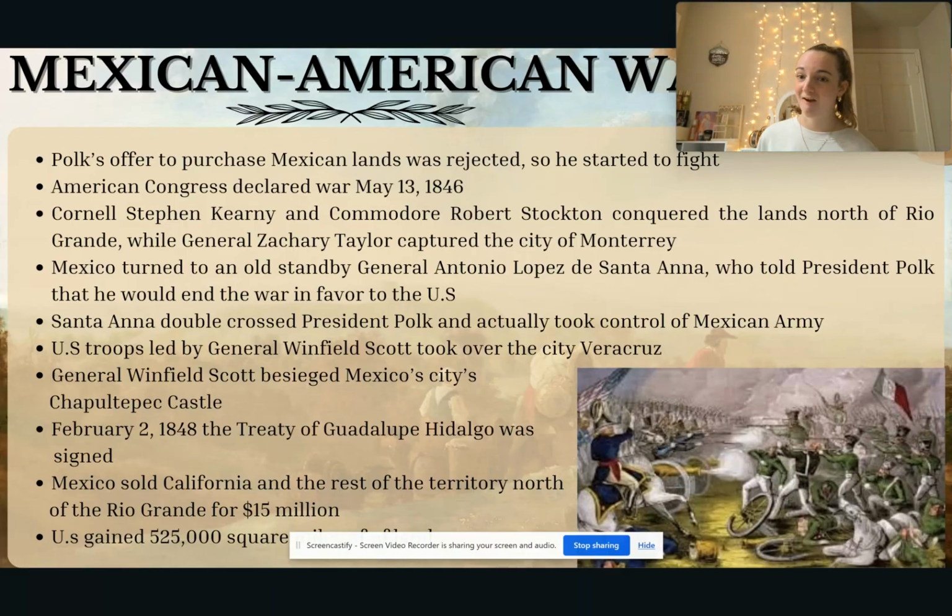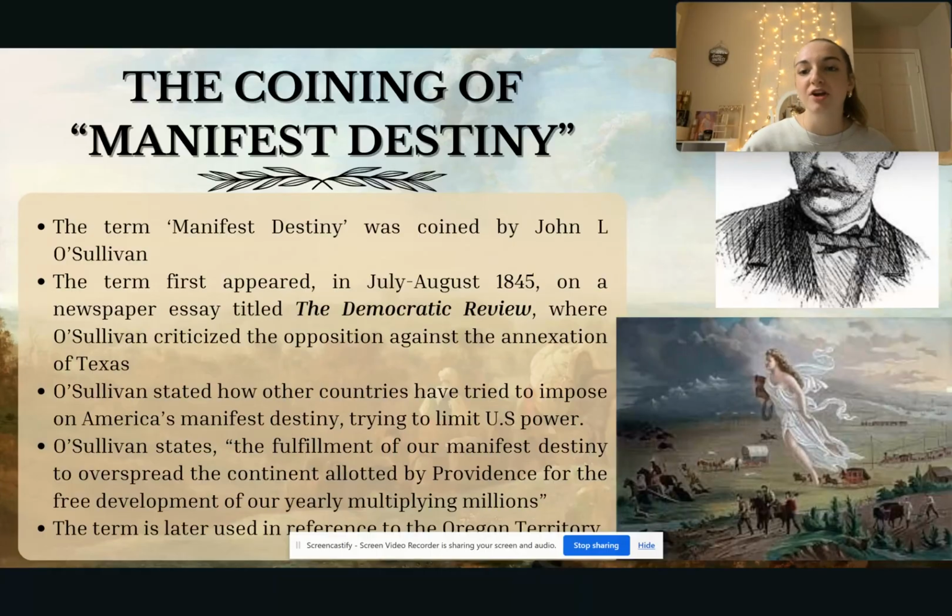gained 5,205,000 square miles of land from that, which later caused conflict in U.S. because there were battles over whether these new territories would be slave or non-slave, which ultimately leads to the Civil War. So now we go to the coining of Manifest Destiny.